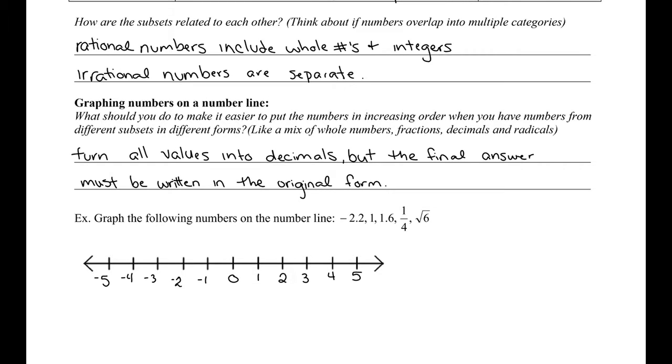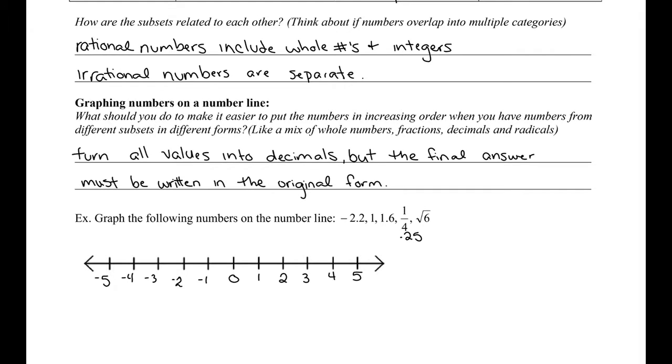Our next example asks us to graph the following numbers on the number line: negative 2.2, 1, 1.6, 1/4, and the square root of 6. The first 3 numbers are already in decimal form, but the last 2 we need to convert. And if you know the decimal conversion, such as 1/4, which is something we hear a lot, we might know that this is the same as 0.25.